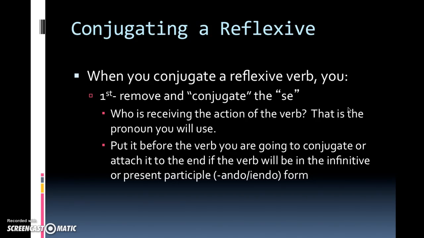So if I'm going to say, I like to get in bed at 9, then instead of saying me acuesto a las 9, that means I get in bed at 9, I would say me gusta. And so now since I said me gusta, acostarse is going to stay in its infinitive form. But don't forget, I'm always going to conjugate the se part. So me gusta acostarme a las 9. Or I could say, I'm getting into bed. Estoy acostándome. I can attach it to the end. I could actually put it in front as well. I could say, me estoy acostando. Either one of those works.